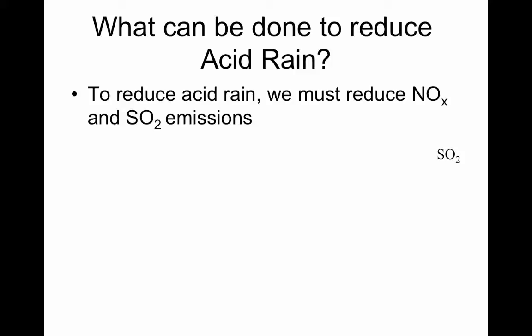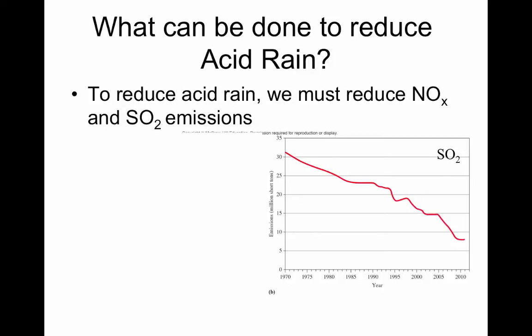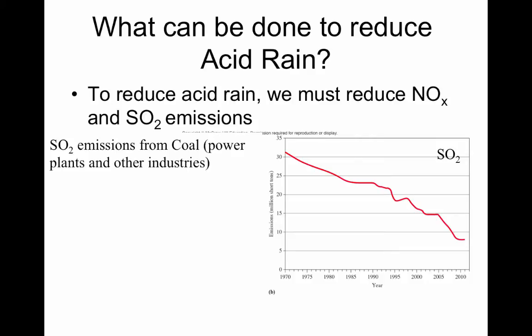The other big source of acid rain is SO2 emissions. And you see with SO2 emissions, we've had a dramatic decrease over the last 40 years. This decrease is due to several things. Keep in mind that SO2 emissions are largely from coal-fired power plants and from other industries that burn coal.